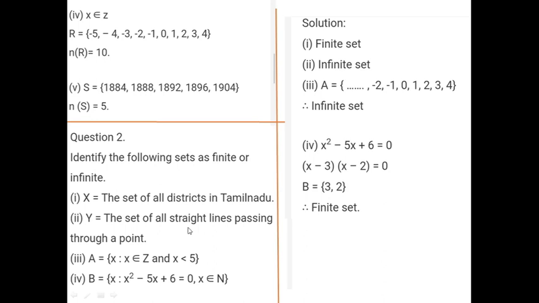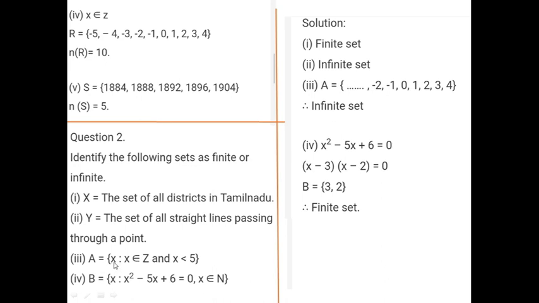Y equals the set of all straight lines passing through a point. In a point, an infinite number of lines can be drawn. So it is an infinite set. From a point, we can draw many lines through that point. Is it not so? It is an infinite set.